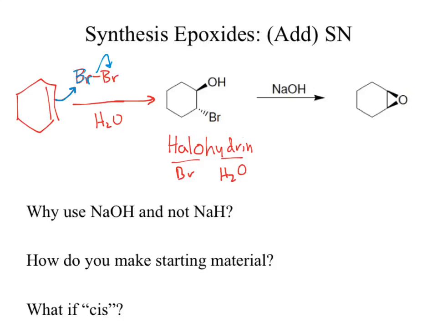So if you're looking at doing an epoxide synthesis, this is a possibility. The halohydrin is typically an intermediate, so you typically don't start with that. You usually, in the formation of an epoxide, start with the alkene. Two steps, we now have an epoxide. So we have to go through that halohydrin intermediate to generate our final product.